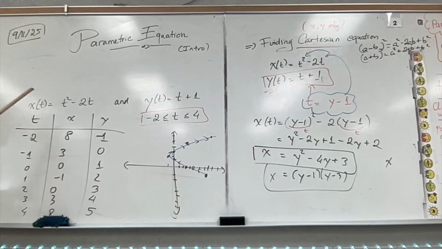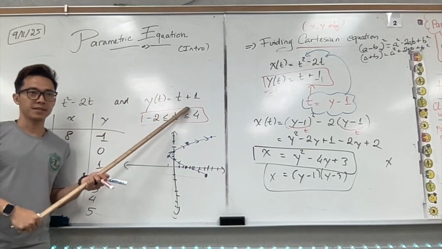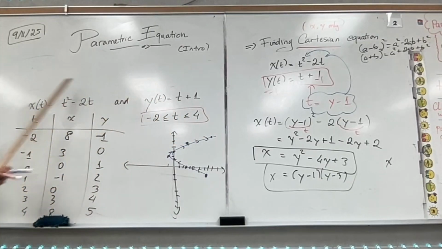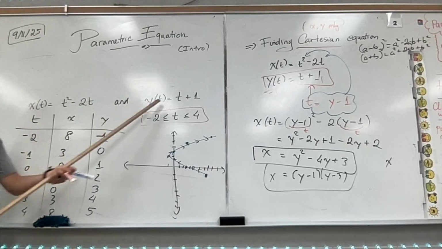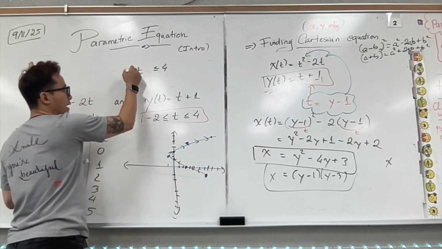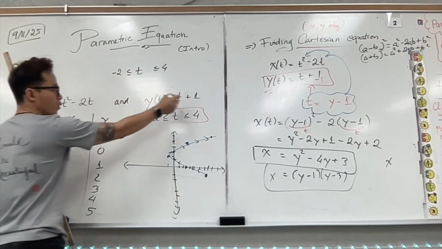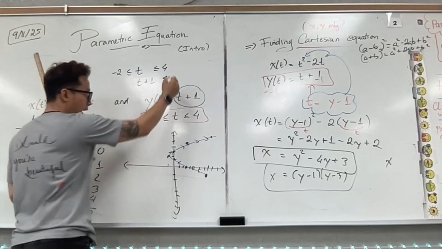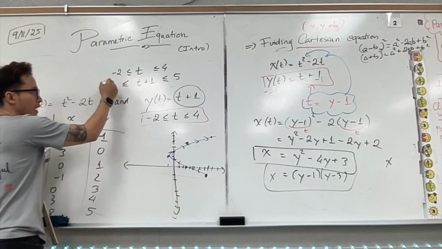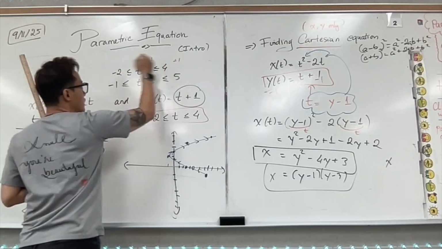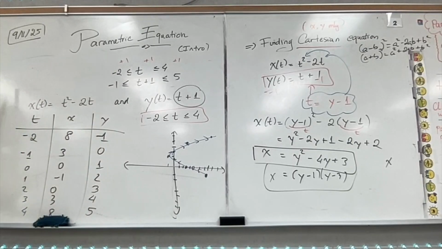Think about this. x equals this, y equals this, and you know that t is between this. Using the information, can you find what y and x are between? I'm gonna do an easy one first. t between -2 and 4. What is t plus 1? Between -1 and 5, right? I add 1 to everything. I can do that, yes.